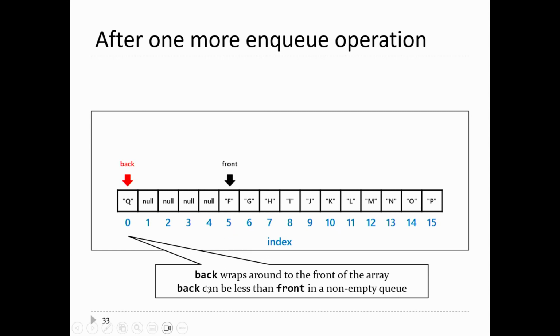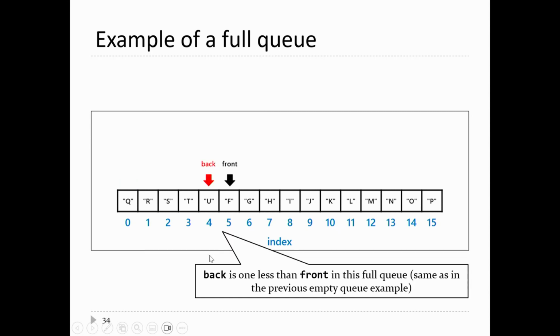Remember, back is the index of the current back element. It's possible that the value of back is less than front, and the queue is not empty. If you keep on going, now the queue is full, or now the array is full. Back is 1 less than front.